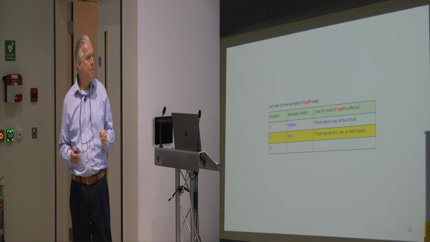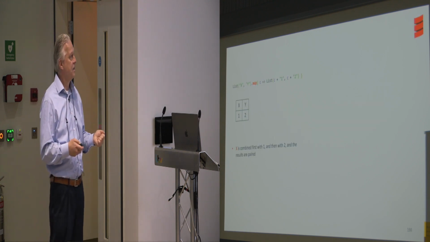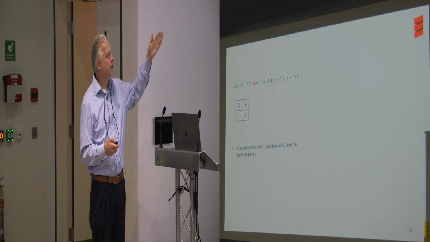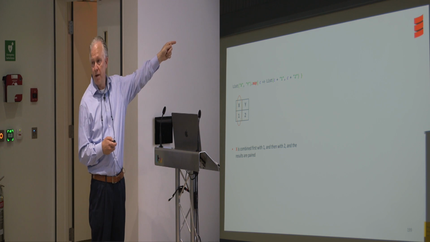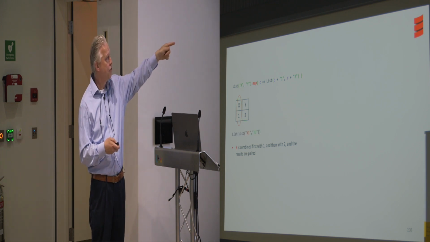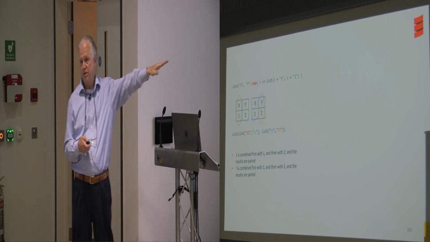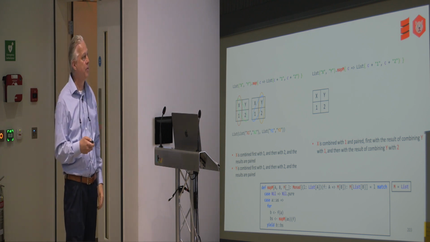So mapM may return 0, 1, or more answers. So we all know map. If we call map on the list x and y with that simple function, we know what's going to happen. X is going to get combined with 1 first, then with 2. Then it's y's turn. It gets combined with 1, and then with 2. And so that's the obvious answer, right? But what happens when we use mapM instead of map?